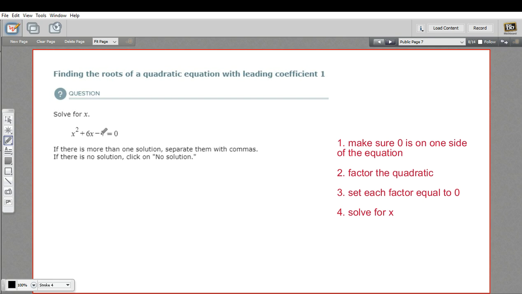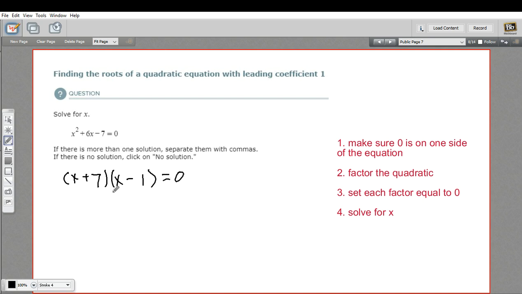We've got a negative sign here. So one of these has to be positive and one of these has to be negative. And they've got to multiply out to 7 and add up to a positive 6. So I guess that's got to be a positive 7 and a negative 1. Yeah, I think that works. So we've factored this successfully, but this whole thing was equal to 0.